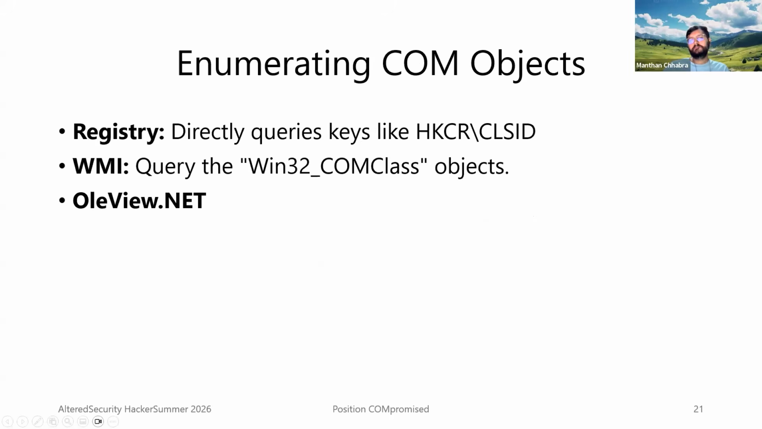Now, coming to how to enumerate COM objects. The first method is, of course, good old querying the registry keys. Your COM objects are present in HKEY_CLASSES_ROOT and then CLSID, where they are mentioned by their GUIDs. You can check out your COM objects through there. Then you have Windows Management Instrumentation, or WMI. We can query the Win32_COMClass class, and this will give us the COM objects on the machine as well.